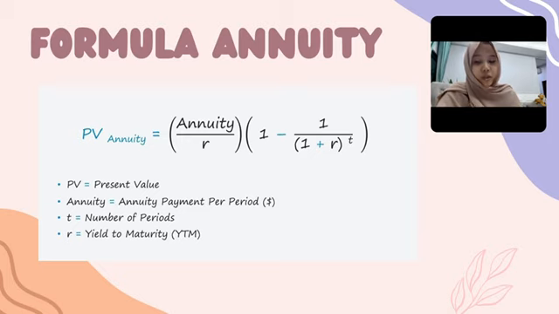Formula for annuity: PV = annuity per R, or 1 minus 1 over (1 plus R) to the power of T. PV stands for present value, annuity stands for the annuity payment per period, T stands for the number of periods, and R stands for yield to maturity.